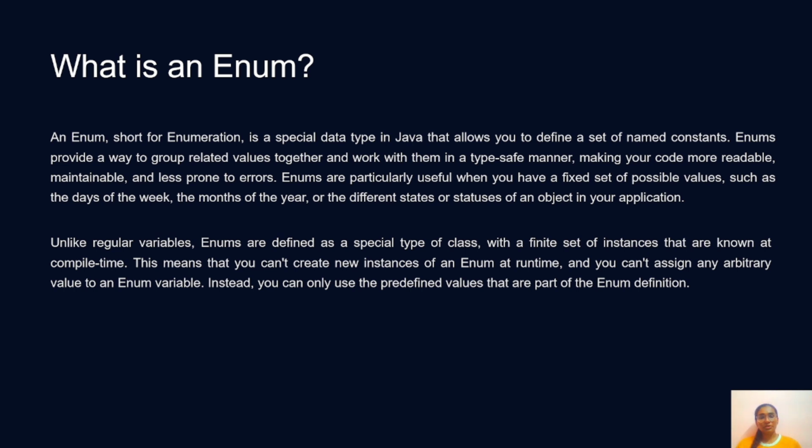They are particularly useful when you have a fixed set of possible values, like days of the week, months of the year, or different states or statuses of an object in the application. Unlike normal variables, enums are defined as a special type of class with a finite set of instances which are known at compile time. This means that you cannot create a new instance of an enum at runtime and you cannot assign any arbitrary value to the enum variable. Instead, you can only use the predefined values that are part of the enum definition.